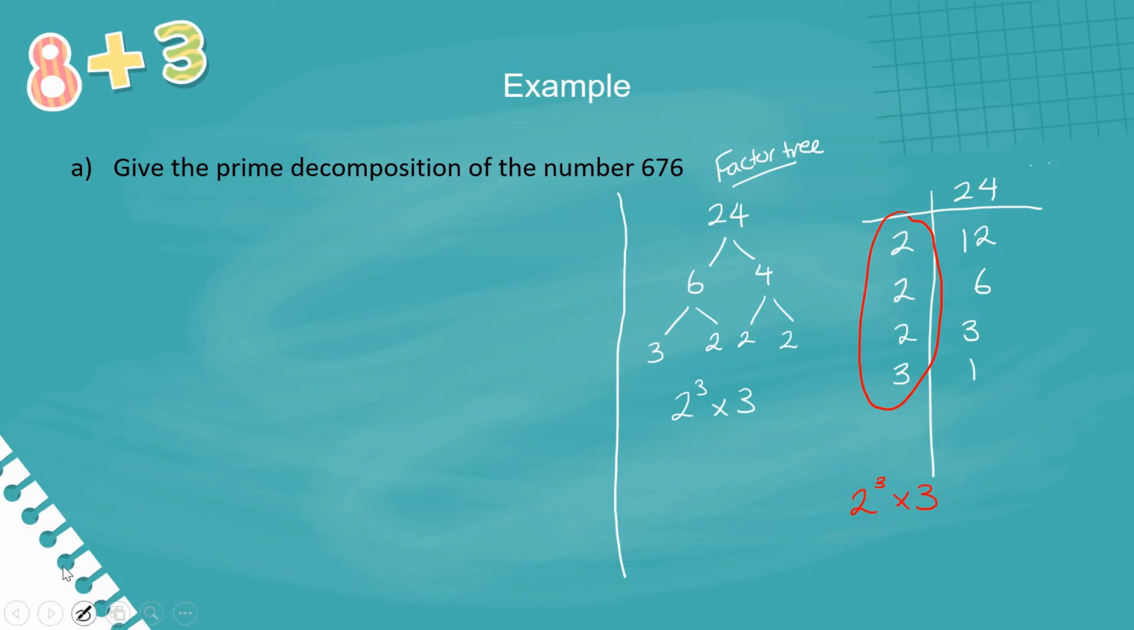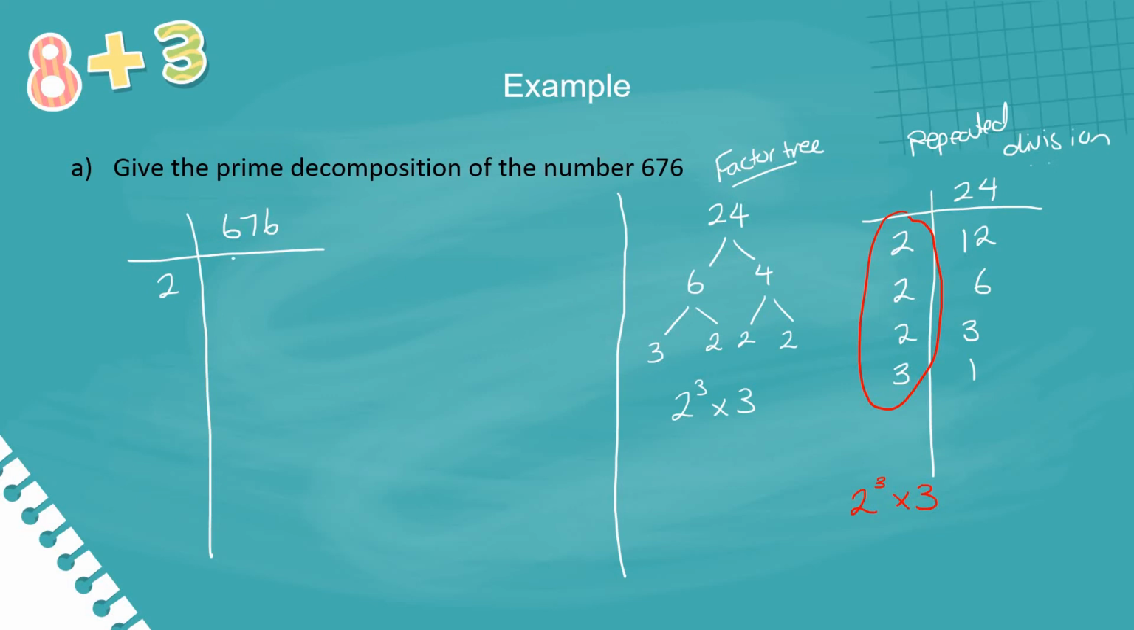And we can apply this same strategy to larger numbers. So I think that this strategy of repeated division is probably the way to go when we have large numbers. It's a bit less unwieldy. It's a bit neater. It's not quite as crazy as factor trees. So I start with 676. It's even, so I know I can divide it by an even number.